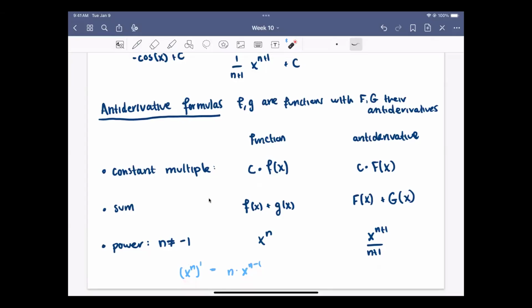So reversing that for the antiderivative rule, we cannot have n equals -1 here. Okay, are there questions about that? Maybe I shouldn't have erased this.